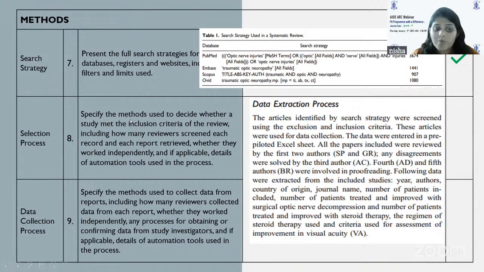So in the selection process, that is the 8th item of the checklist, it mentions how they decided which studies met the inclusion criteria of the review, and also how many reviewers had screened and whether they did it independently or not, and also if there were any automation tools used for the same. Then in the data collection process, basically they're checking the methods that were used to collect the data and how many reviewers were involved, and if any automation was used. So as far as these points are concerned, even that was met in the study.